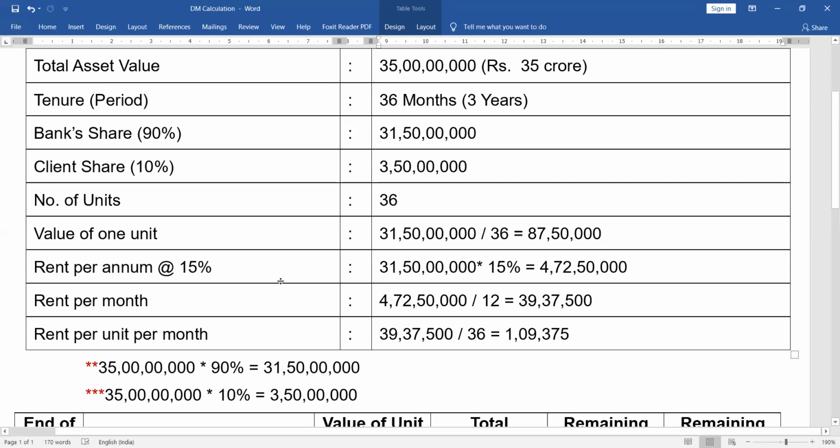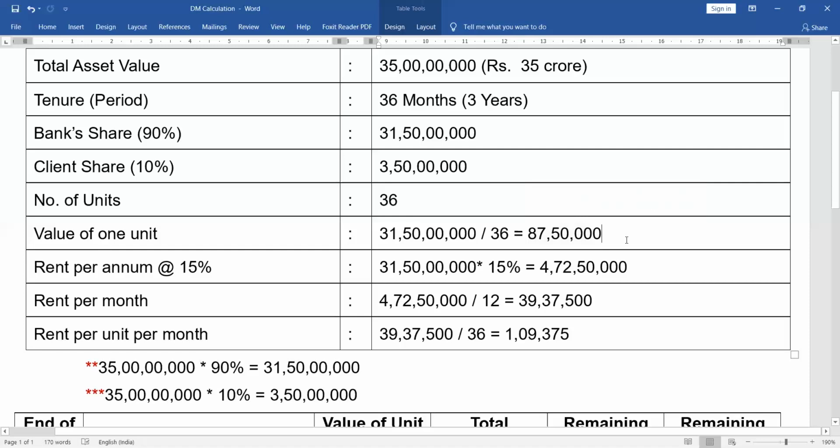Now we need to calculate the value per unit. The value of 36 units is 31 crore 50 lakh, so we need to calculate the value of 1 unit. We divide 31 crore 50 lakh by 36 and obtain 87 lakh 50,000. So this is the value per unit.